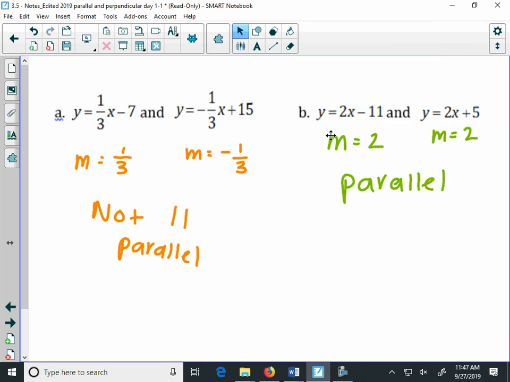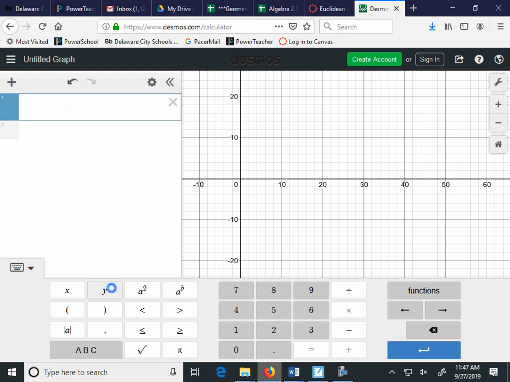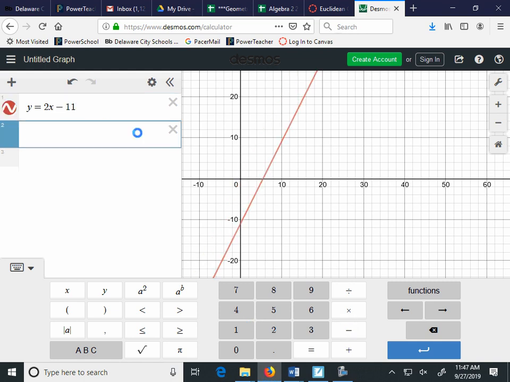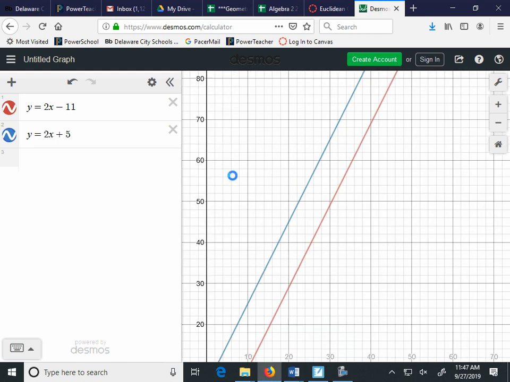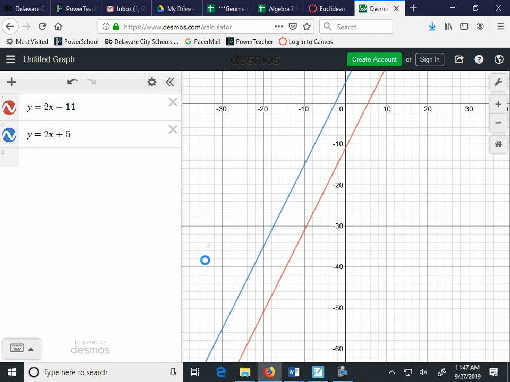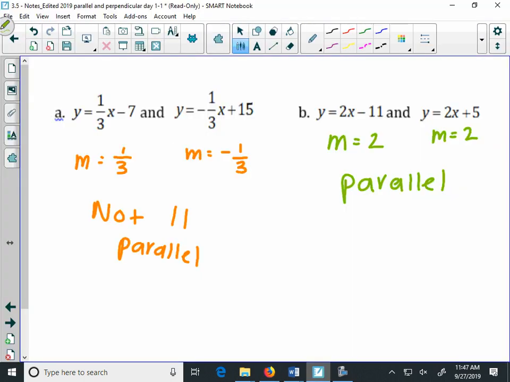How you could have used Desmos. Plug in both lines. Y equals 2x minus 11. And this was y equals 2x plus 5. I guess you don't have to put the y equals. Do these look parallel? You might have to scroll up a bunch and scroll down just to be sure. But do these intersect? No, these are parallel lines. They never intersect. Okay? So that's how else you could have gotten the answer. Questions over that?